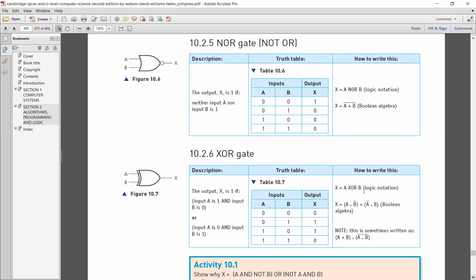How is it written in the logic notation? Again, very simple. x equals a XOR b. And as far as Boolean algebra is concerned, it is going to be a dot b dash plus a dash dot b. Or you can simply say it's going to be the ANDing process that I'm connecting here and the OR process that happened here. You will continue to learn something similar to this in the later chapter as well. I hope that the beginning of this is very clear. You're not facing any problem with this beginning.